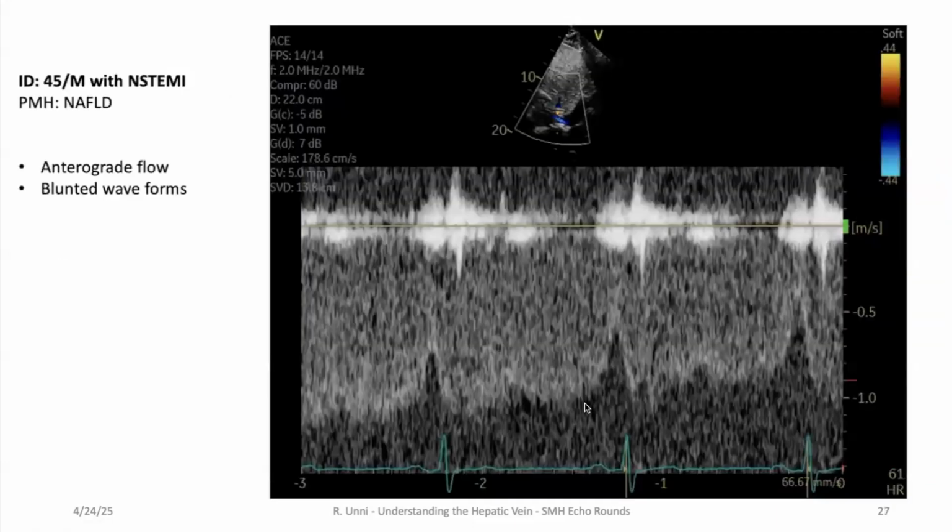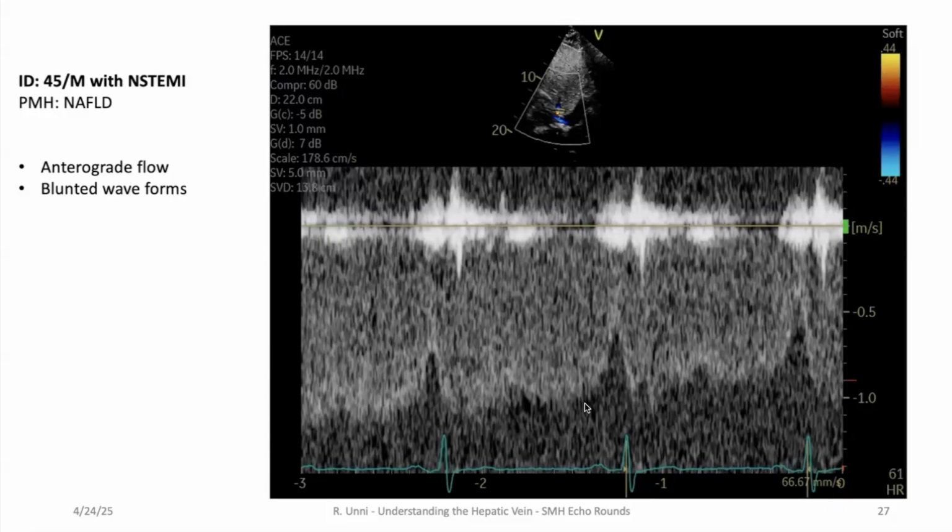Okay, here's something interesting. Here's another case. This is an NSTEMI patient who came in, I think, two weeks ago or so. As you can see, there's a little bit of an A wave, but the rest of the waveforms are kind of blunted. They're kind of flat. You don't really see that beautiful up-down waveform. So you might see this and say, I don't know, it just looks strange.